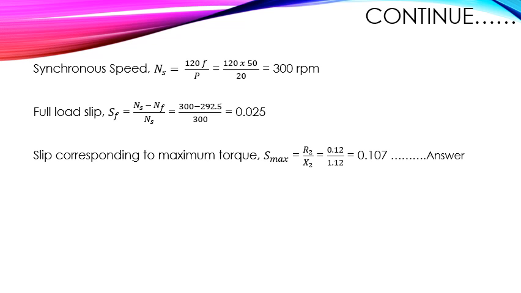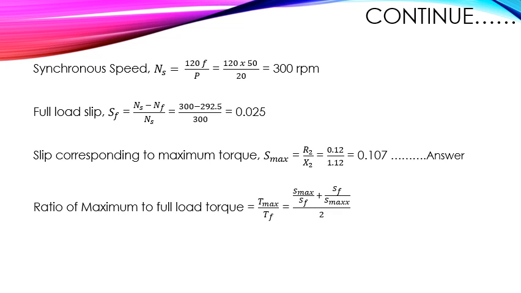With this we can find the slip corresponding to maximum torque. So S max is equal to the ratio of R2 by X2, and that is 0.101107, and that is the answer for slip corresponding to maximum torque. Then we have to find the ratio of maximum to full load torque. So put the maximum slip and full load slip.